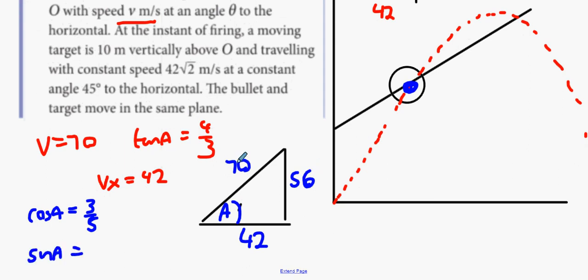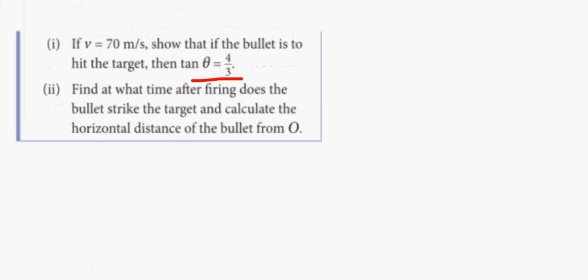So what does that mean about sin A then? 56 divided by 70, which will be 4 over 5. And finally, tan A, which is what you're looking for, is 56 over 42, which is actually 4 over 3. And that's what you're looking to prove, wasn't it? You're looking to prove that tan of the angle of projection was 4 over 3, which it is. Find out at what time after firing does the bullet strike the target and calculate the horizontal distance of the bullet from O.